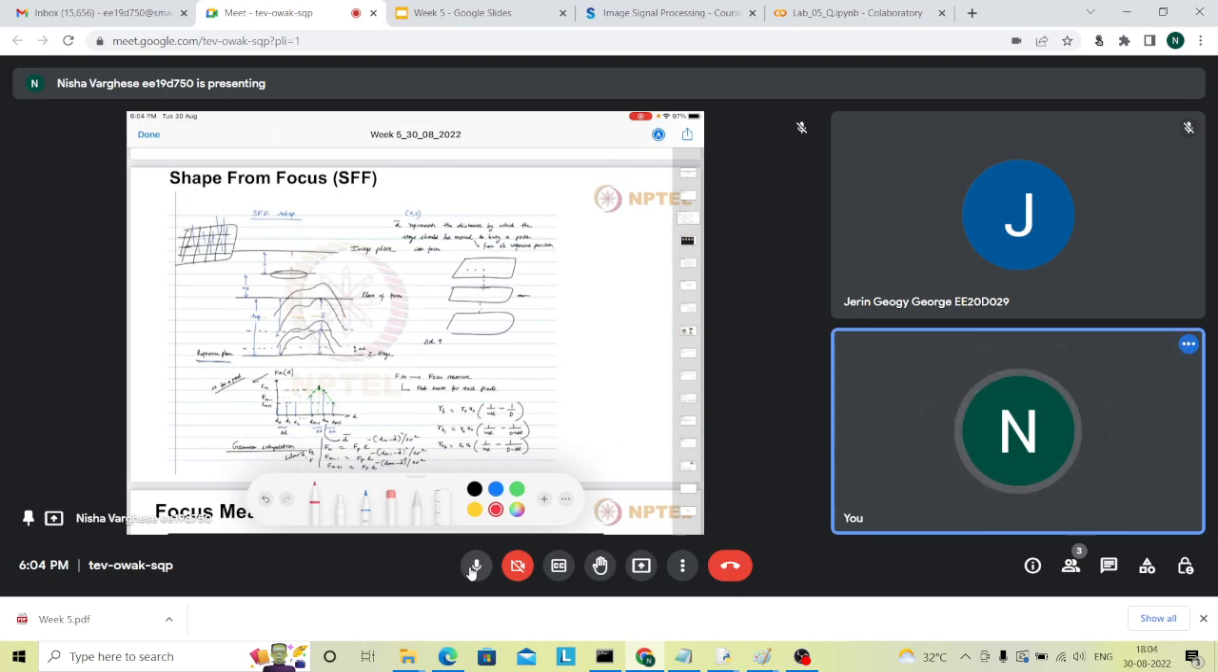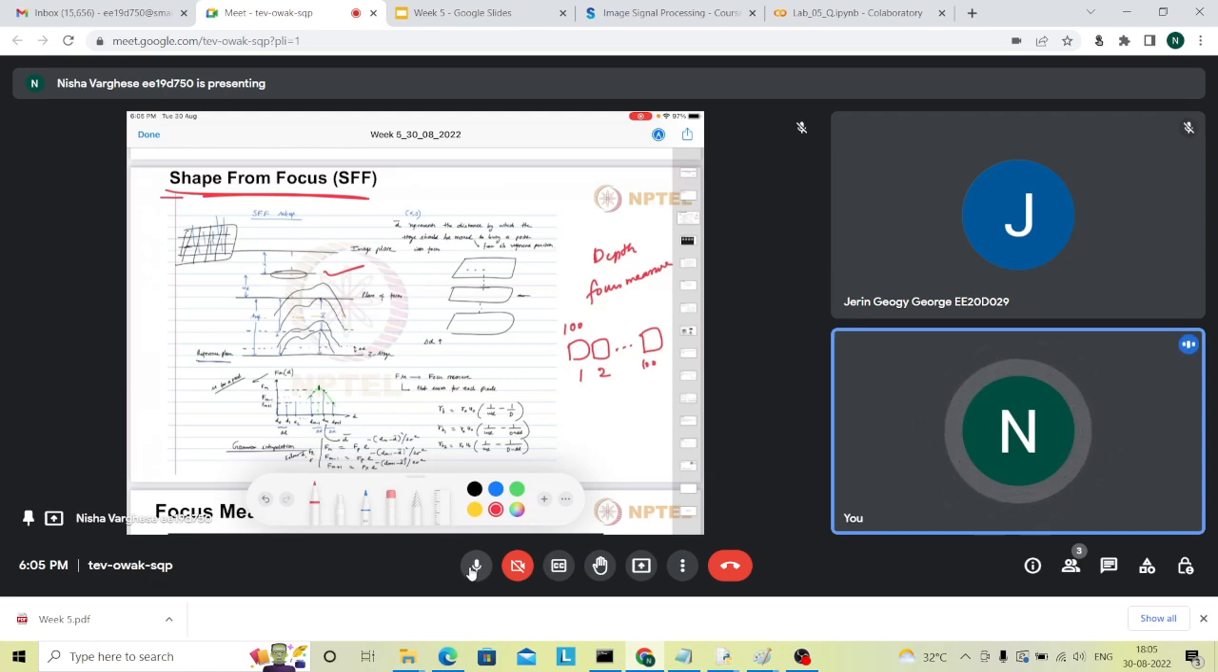The meaning of shape from focus is that we'll find the shape or depth from the focus measure. We'll have a stack of images, say 100 images: 1, 2, etc. up to 100. These are taken using a telecentric setup, like a microscope. An object to be imaged is placed in the setup, and we change the position of the lens to get different images. First the lens will be here itself, and we take an image.